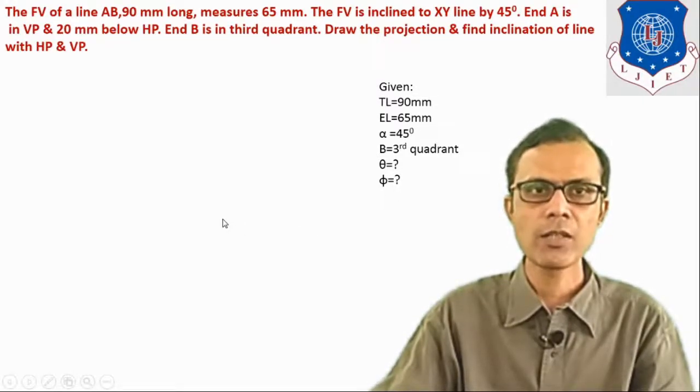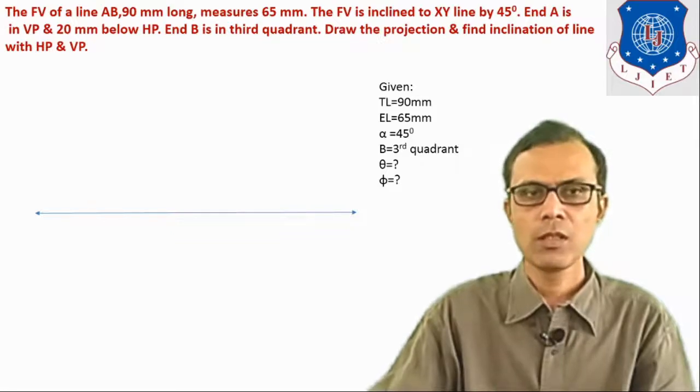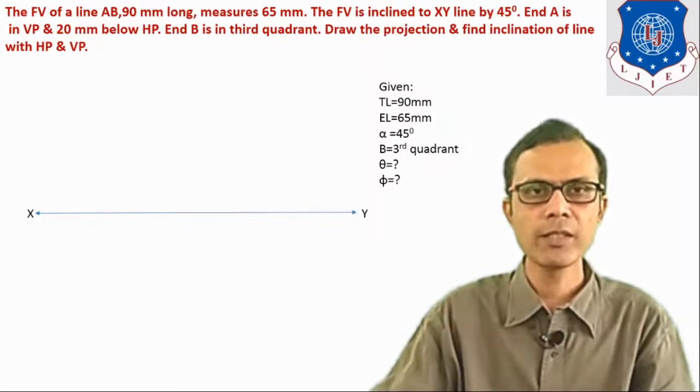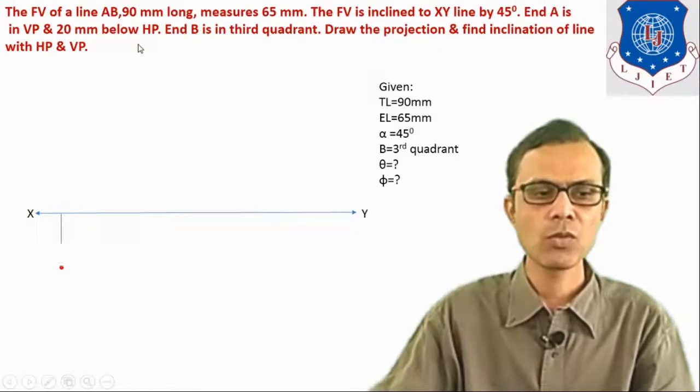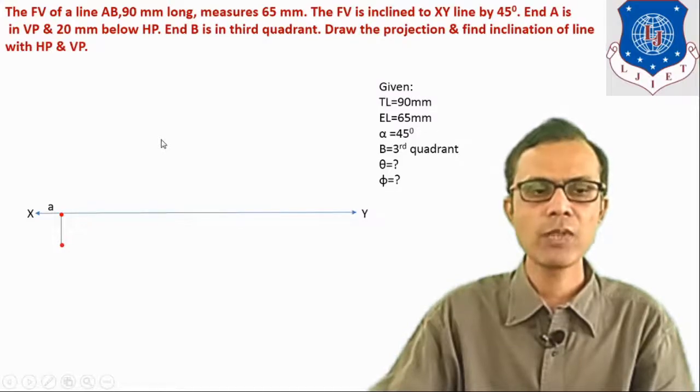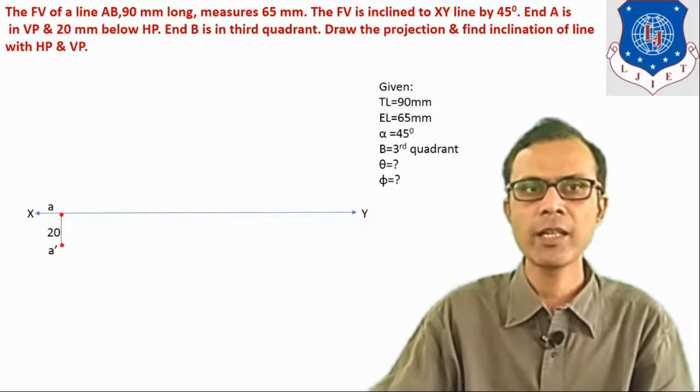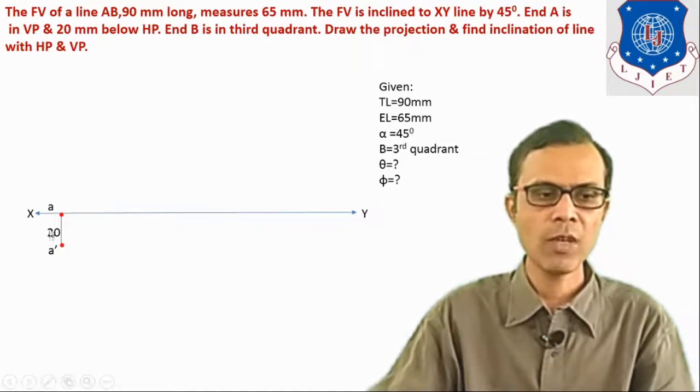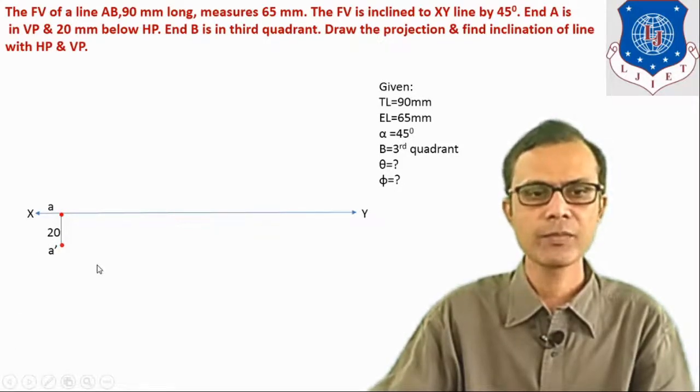Now let us start to draw the projection. Draw reference line XY. Draw a projector. A is in VP and 20 mm below HP. So A point will be on XY line as it is in VP, and 20 mm below HP. So below XY line, we have to take a distance of 20 mm and that point is A dash. So we have located A and A dash.